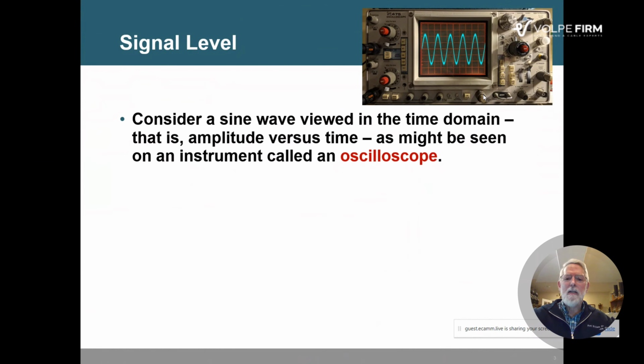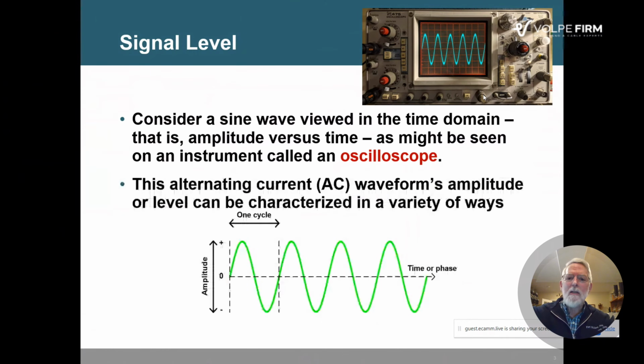But here we're looking at a sinusoidal signal on an oscilloscope that you can see in the upper right corner of the slide. We see that sinusoidal signal in the time domain. So that horizontal axis is time, the vertical axis is amplitude. And it's an alternating current waveform or an AC waveform. And you think, well, wait a minute, I thought you were talking about RF. And I will tell you right now that RF is based upon AC waveforms, and that'll become a bit more clear here as we go along.